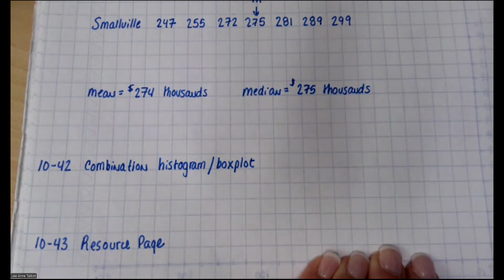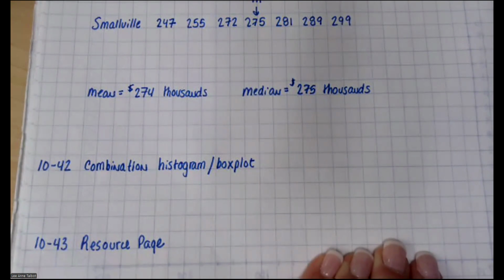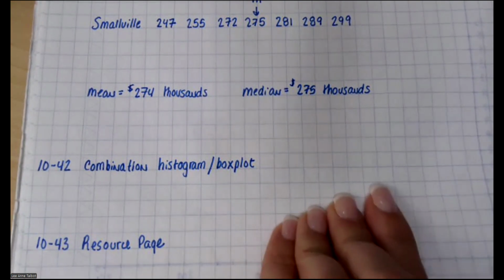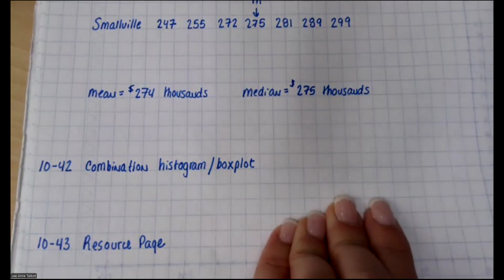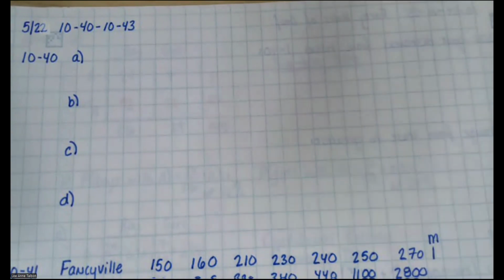But that is a much better plan. Okay, now scroll your paper back up to number 40. Now that we've talked about a combination histogram box plot, we're going to look at combination histogram box plots in number 40. I don't know why the book laid it out this way, but it's fine.